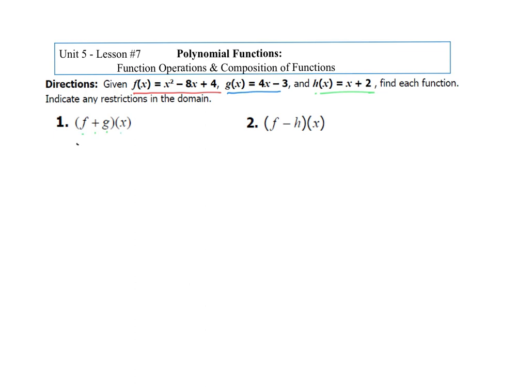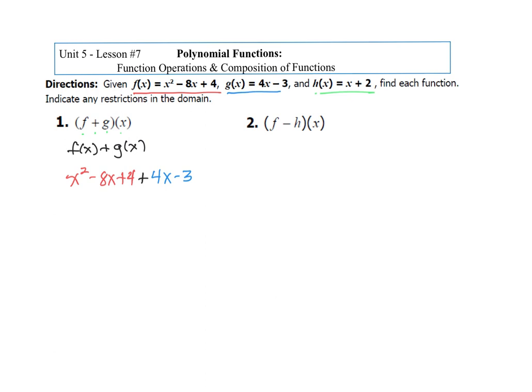So that means we're going to take our f of x equation and add the g of x equation to it. So f of x, again, it's up there underlined in red, is x squared minus 8x plus 4, and we're adding the g of x function, which was underlined in blue. So g of x is 4x minus 3. So very much like the example we just did, we're adding these two functions together.